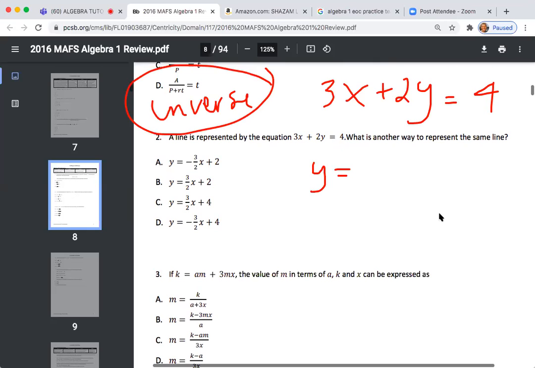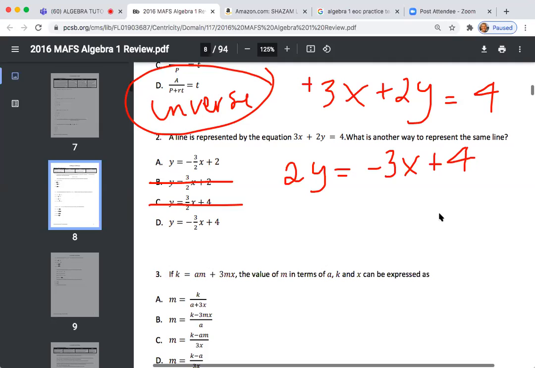The 3x is adding on the left side. So what are we going to do with it if we want to do the inverse of addition? You would do subtraction. Right. So which one doesn't have subtraction of 3x, or minus 3x? It would be B and C. Exactly, Brendan. There you go. So if we subtract the 3x from both sides, this is what we'd end up with.